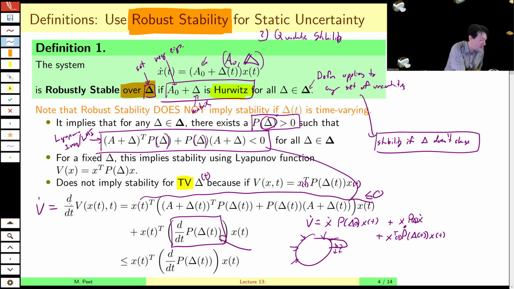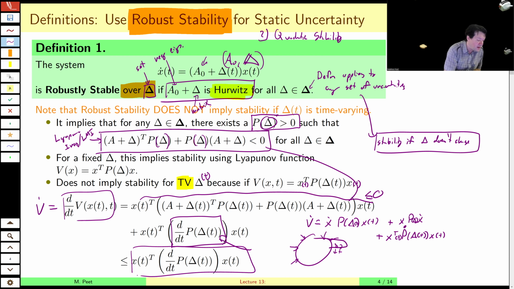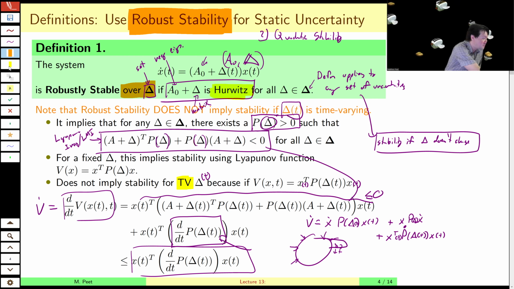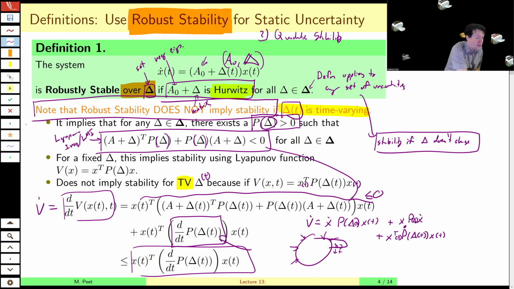We have that this V dot is less than 0 plus this term right here. And if we can't guarantee this is true for all time, then we can't conclude stability. So that's an important part. So in general, if delta(t) is time varying, then robust stability does not imply stability. Robust stability does not imply stability if delta is time varying.